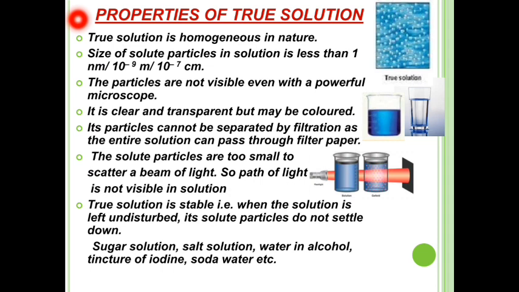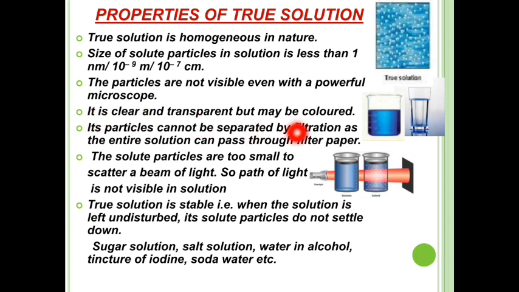Students, you have learnt about true solution and their properties in detail in the previous lecture. Let us recall all those properties of true solution. Once again, true solution is homogeneous in nature. The size of solute particles in solution is less than 1 nanometer, or less than 10 raised to power minus 9 meter, or less than 10 raised to power minus 7 centimeter. The particles of solute are not visible even with a powerful microscope, as these particles are very small in size. It is a clear and transparent solution but may be colored.